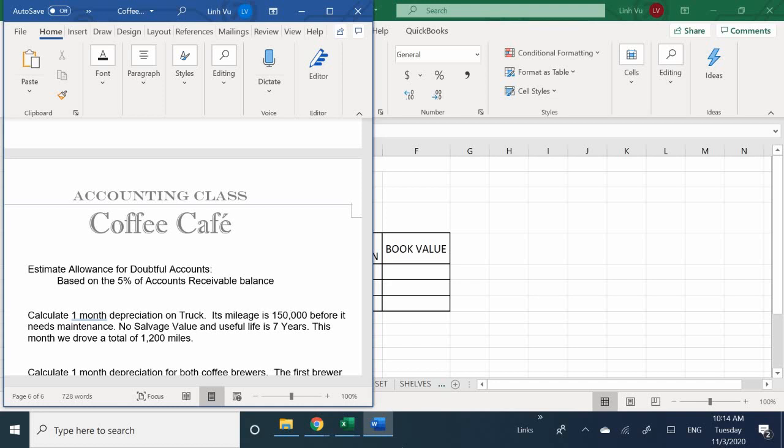All right. So what kind of depreciation method does this tell you? Straight line? Not straight line. Double declining method? Not double declining. What do you have that's very, very important? Is it activity method? Yes. All right. What is the capacity before it needs maintenance? Before it needs maintenance, 150,000 miles.